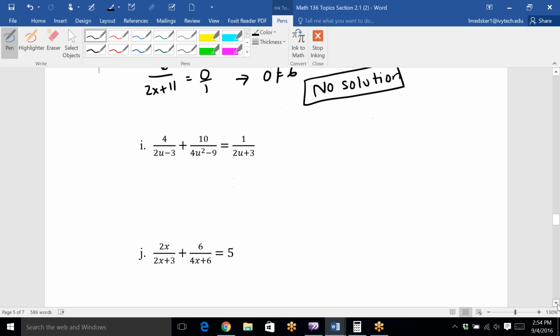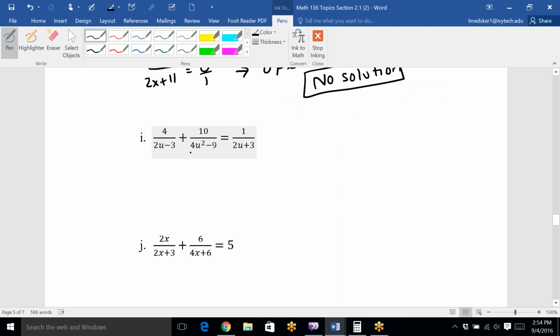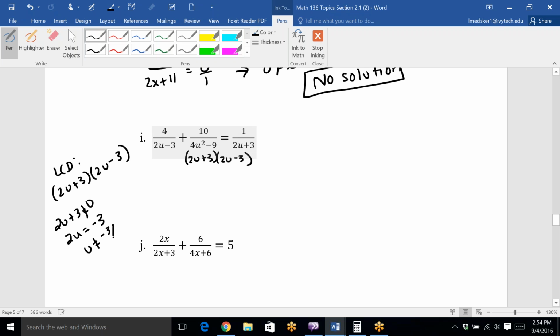Okay, for our next one, factor this to make sure you know what your LCD is going to be, because that's what we use to clear out the fractions. So my LCD is going to be 2u plus 3 times 2u minus 3. If we set those equal to 0, we'll see that we don't want -3/2 as our final solution, or the same thing but positive, +3/2.